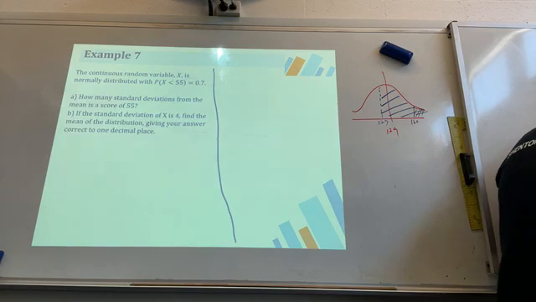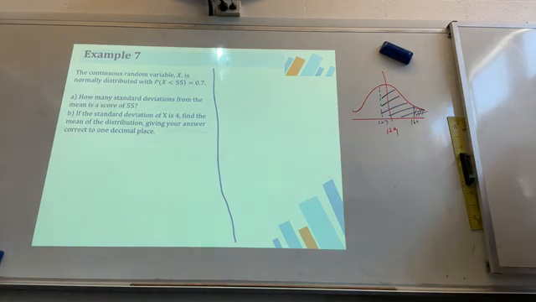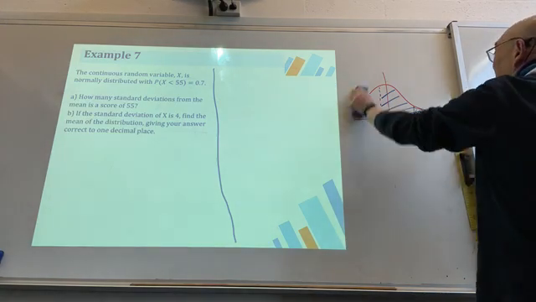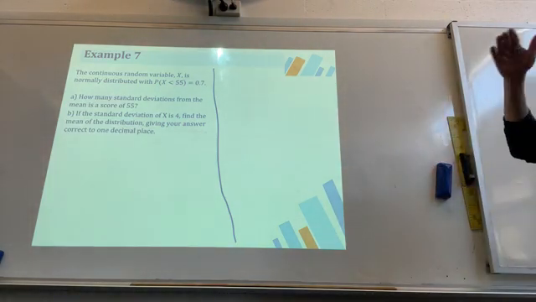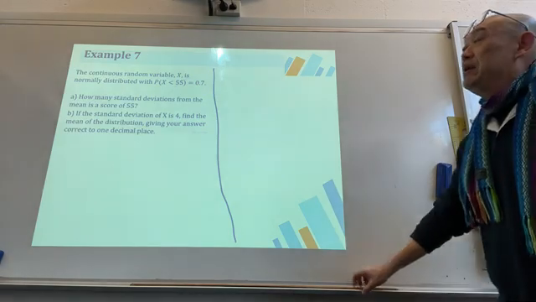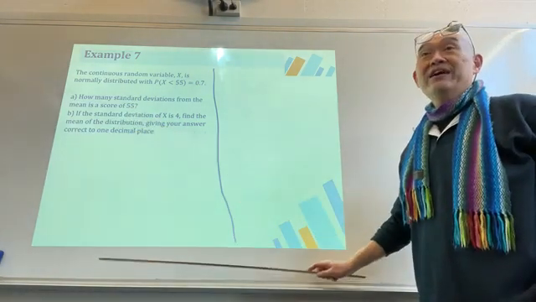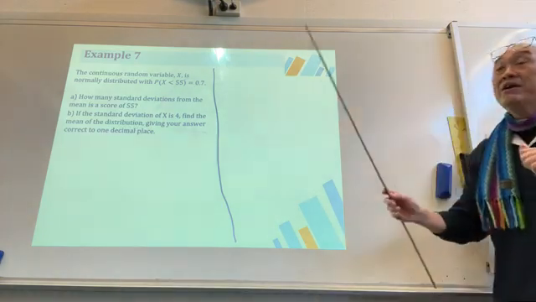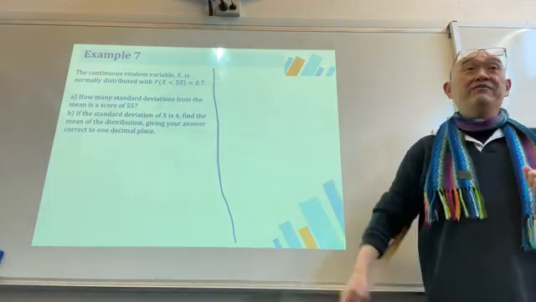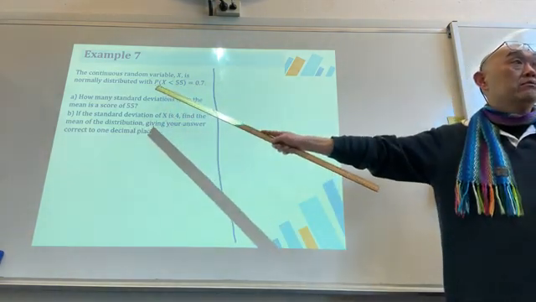Now, the continuous random variable x is normally distributed with probability of x less than 55 being 0.7. So if it's a normal one, how do we answer a question like this? Look at the normal graph. How many standard deviations from the mean is 55? You need to use a standard score, because you're only given this information. You don't know what the mean is. It's going to be here somewhere.